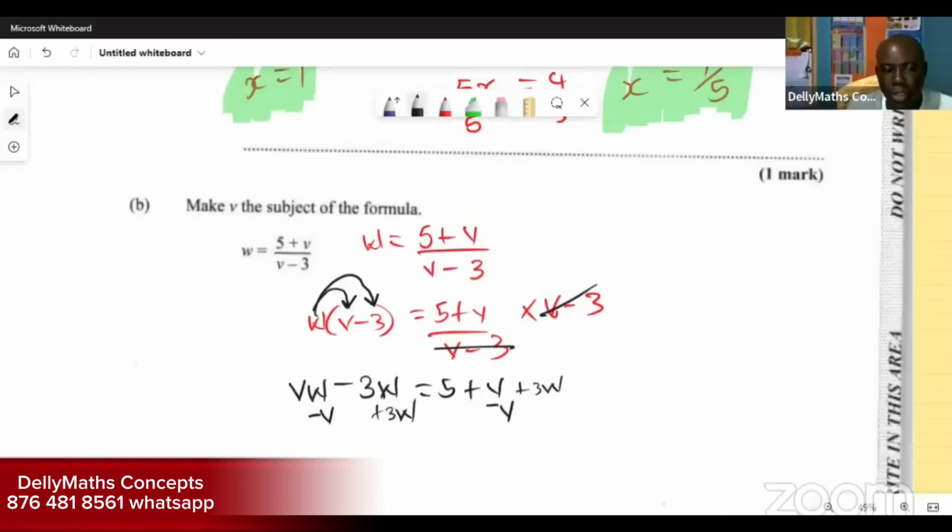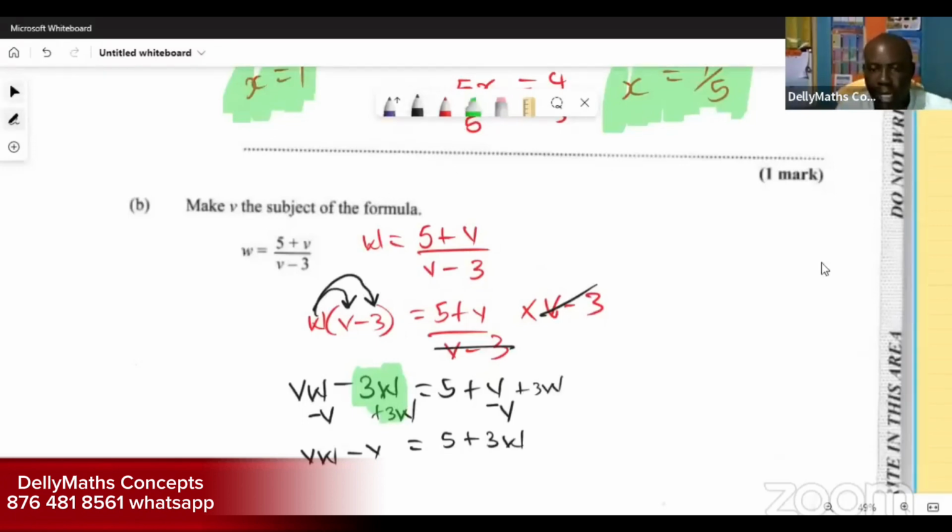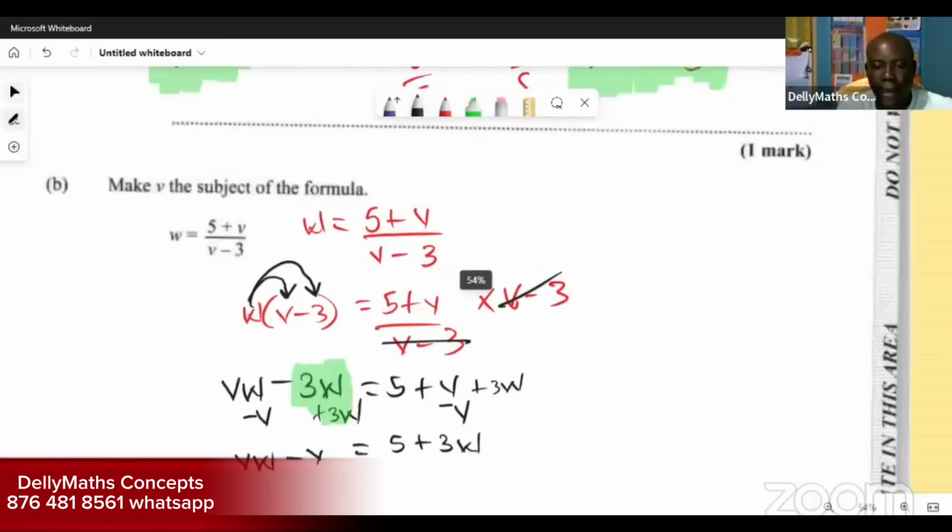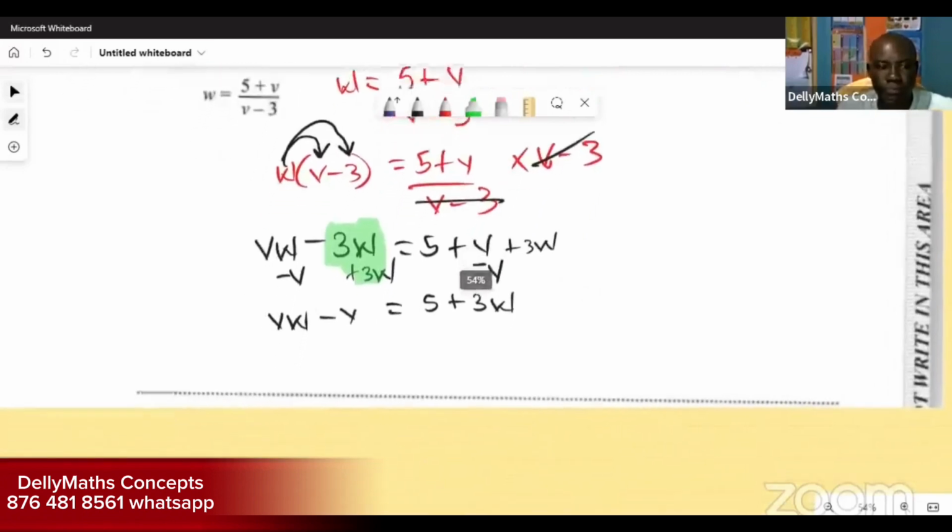So basically, I'll have VW minus V, which is equal to, because this piece becomes 0 right now, right? So this is equal to 5 plus 3W. Or you could say 3W plus 5. Doesn't matter how you put that, that's fine. Any one of those, good to go.